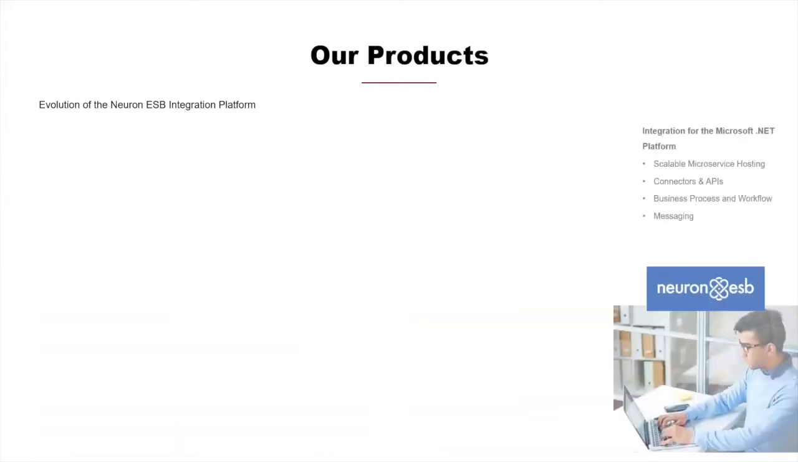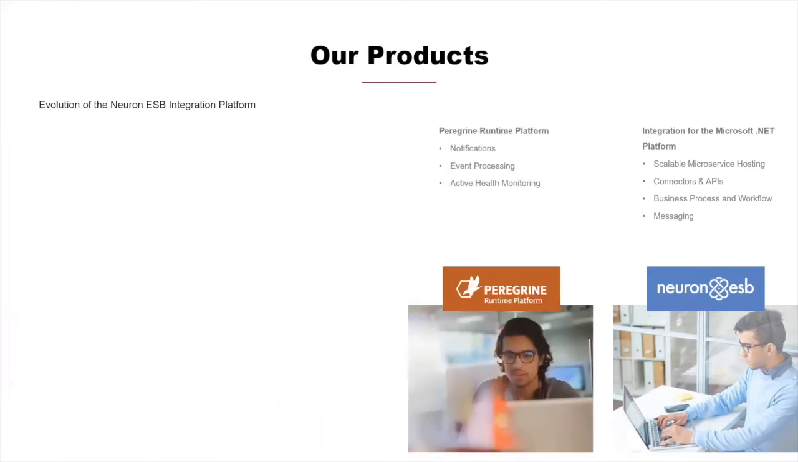So if you look at the products underneath the Peregrine umbrella, Peregrine is really an evolution of our existing integration platform. Now, one of the core pieces of that is Neuron ESB. Neuron ESB provides a scalable micro-hosting model, connectors to tie systems together, API hosting capabilities, graphical business process and workflow designers, and core messaging. But we're enhancing that and moving forward by introducing components for the platform. So the Peregrine Runtime Platform, that's involved in notifications, really tying the events from the runtimes into our management suite, and then even back in the design studio, and providing that active health monitoring.